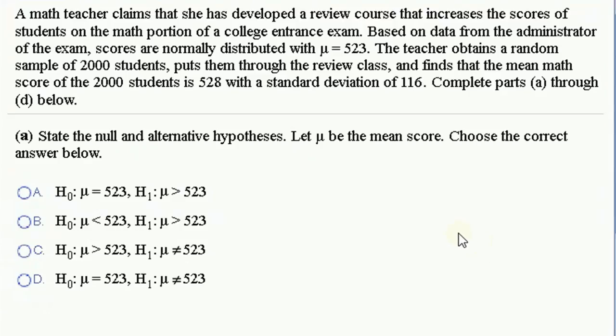A math teacher claims she has developed a review course that increases the scores of students on the math portion of a college entrance exam. Based on data from the administrator of the exam, scores are normally distributed with a mu of 523. The teacher obtains a random sample of 2,000 students, puts them through the review class, and finds the mean math score of those 2,000 students is 528, with a standard deviation of 116. All right, so the null hypothesis would be that the mean remains at 523, just the same as the regular population. The alternative would be that the score has been increased from 523 to something bigger.